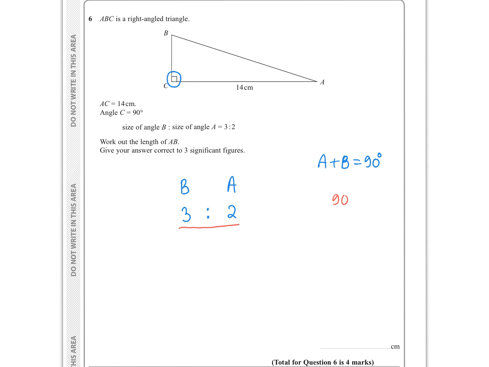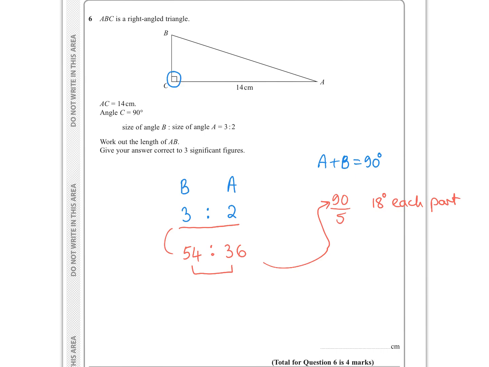So on our calculator, if we split 90 into 5 parts, we're going to go 90 divided by 5, and that gives us 18 degrees for each part. So we have 3 here, so we're going to do 3 times 18, and that gives 54. And then 2 times 18 is 36, and of course 54 and 36 make the 90. So we've got the angles here, and then it says work out the length of AB.